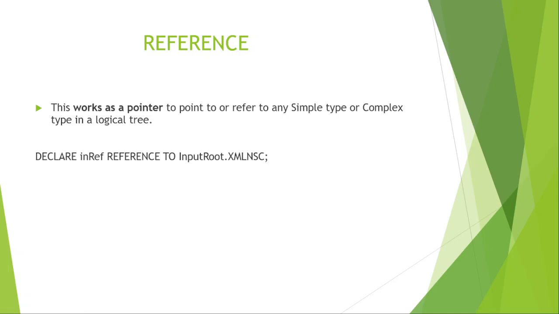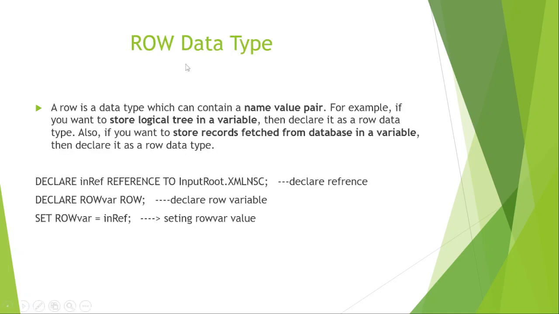Okay, so you can understand that this is used to store the logical tree. Now coming to the next data type, the row data type. A row data type is a data type which can contain name-value pairs. For example, if you want to store a logical tree in a variable, then declare it as a row data type. Or if you want to store some record fetched from the database in a variable, then you declare it as a row as well. So this is similar to reference. Reference and row data type are pretty much similar: if you want to store some logical tree, or some value fetched from the database, then you can store it under the row data type.